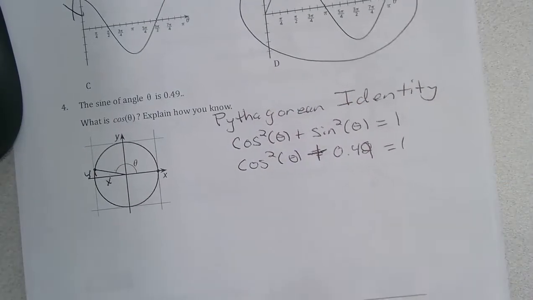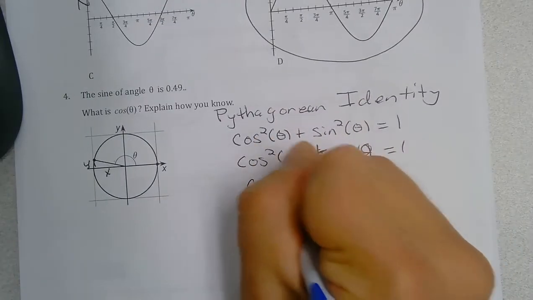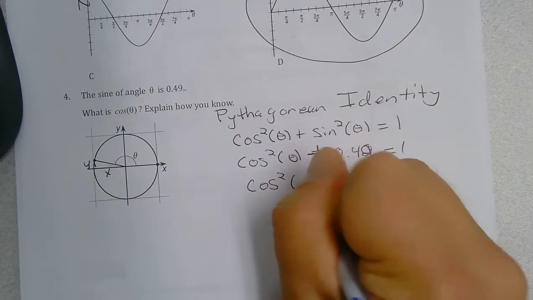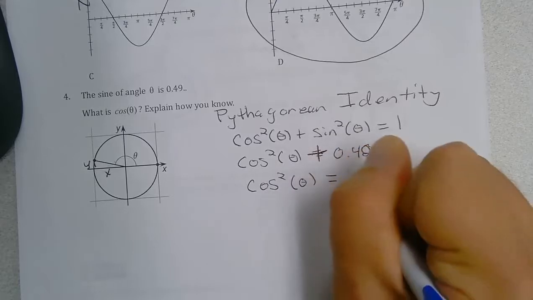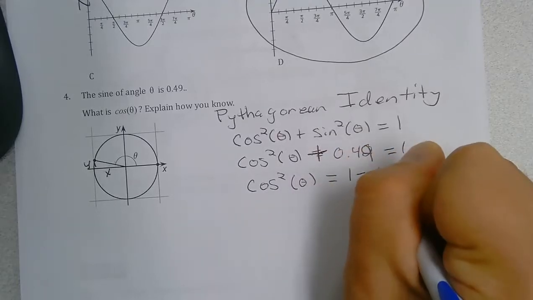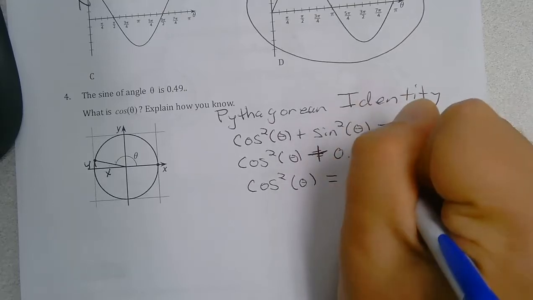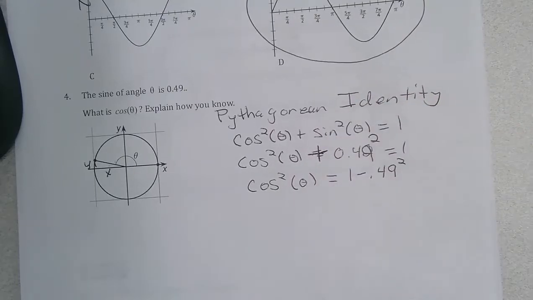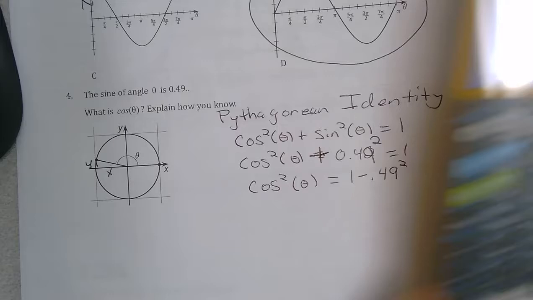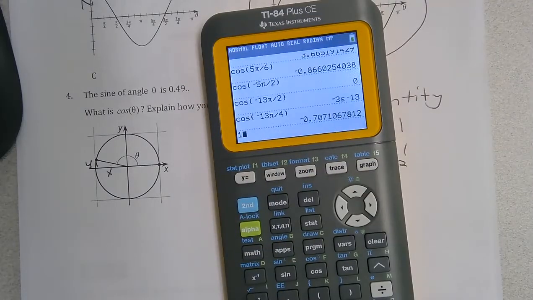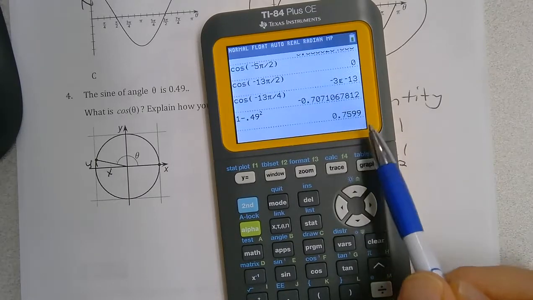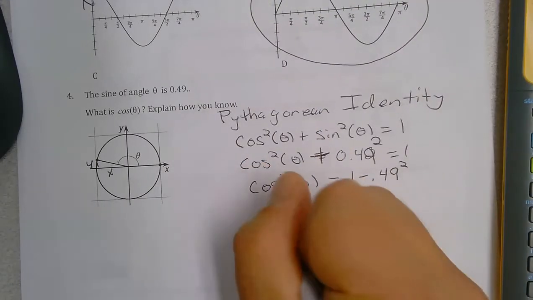So now I subtract that from both sides. I would have the cosine squared of theta is equal to 1 minus 0.49. And I do need to square that, so I put the squared. So I'm going to simplify that in my calculator and go 1 minus 0.49 squared. And it's 0.7599.